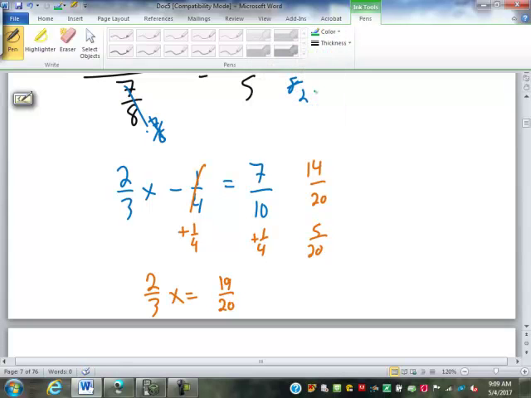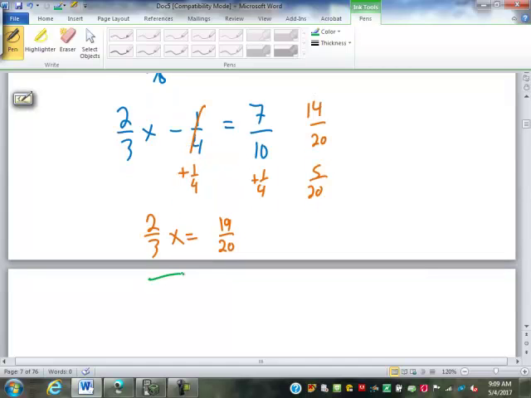And then divide by 2/3. That cancels that out. Gives me x equals 1 17/40.